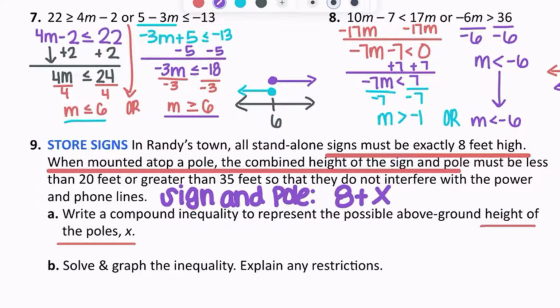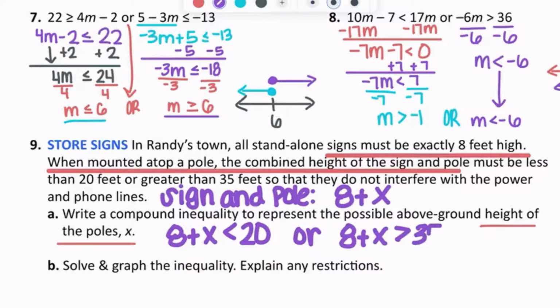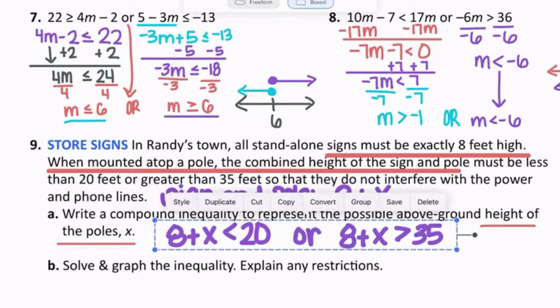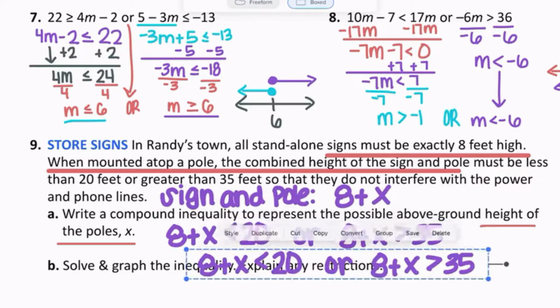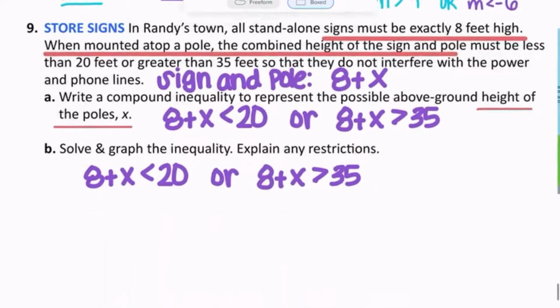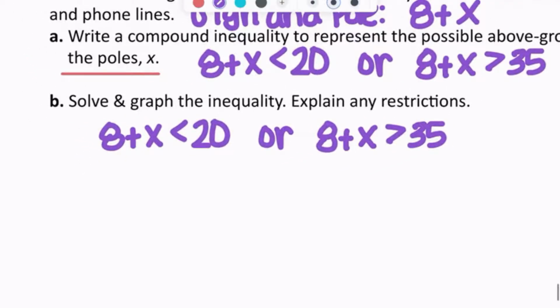So when mounted atop the pole, the combined height must be less than 20. So 8 plus x is less than 20, or 8 plus x is greater than 35. So that's my compound inequality. I'm going to copy this and solve it now. This becomes very easy to solve.